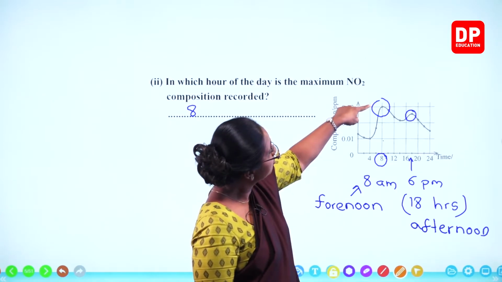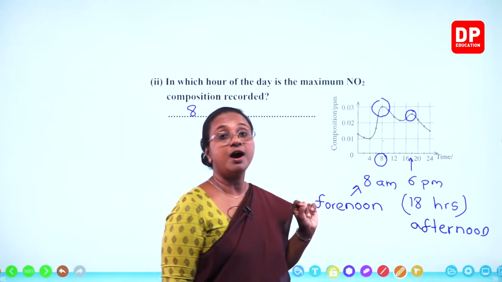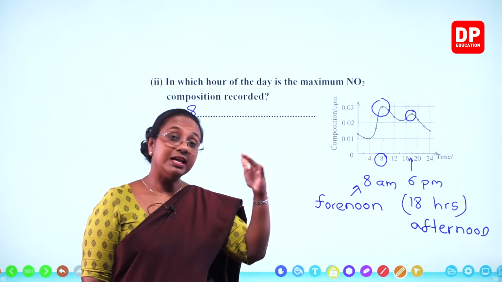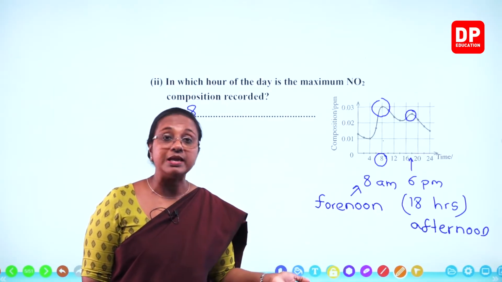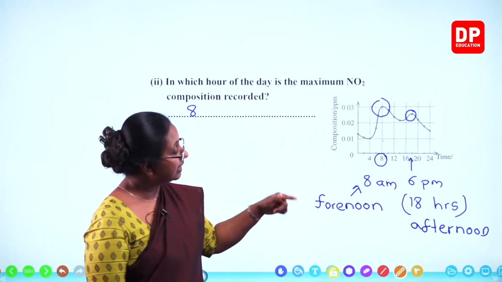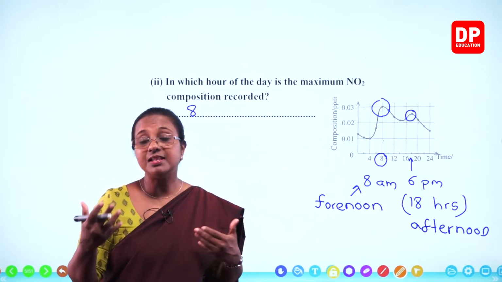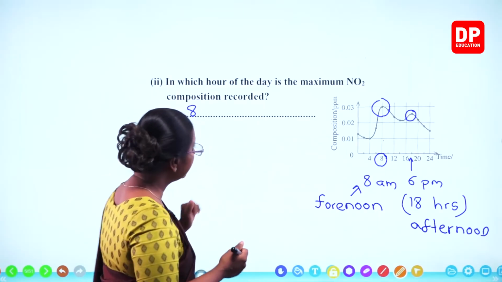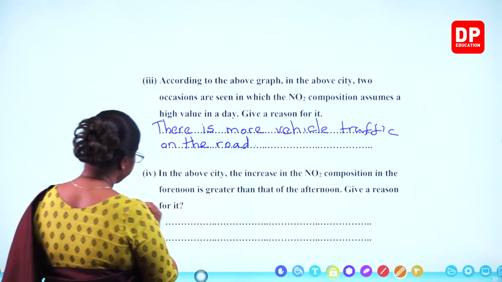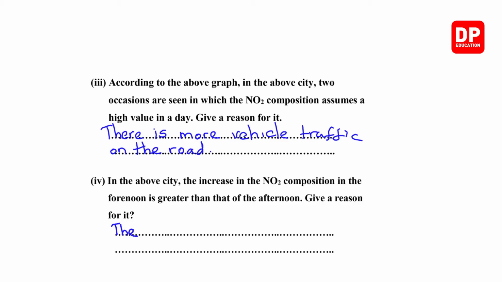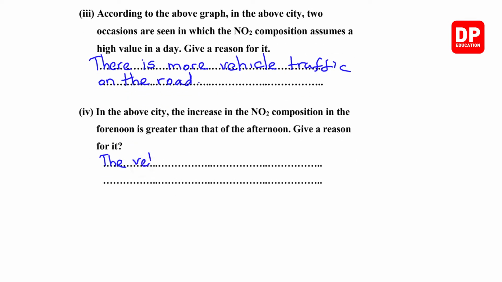So there, in the forenoon the concentration is greater compared to afternoon. What is the reason? I said in the morning, forenoon there will be more vehicles on the road compared to the vehicles in the afternoon, because the time that they travel can vary. So that is the reason why the concentration is different. So here we can say the vehicle traffic in the forenoon is more than the afternoon.